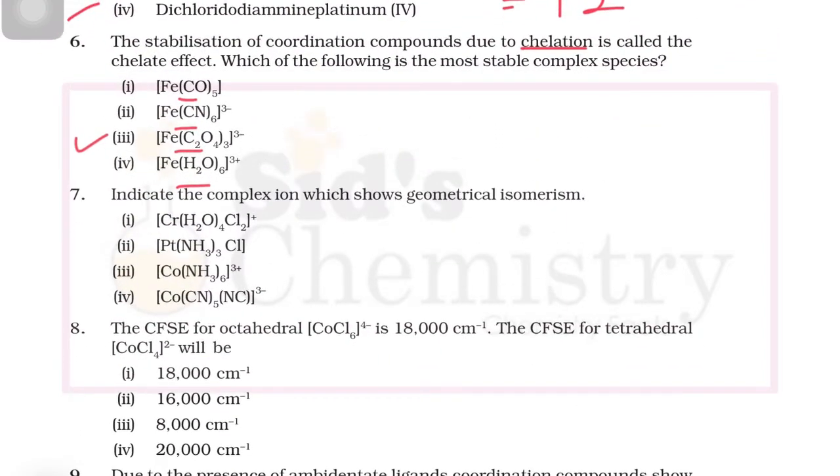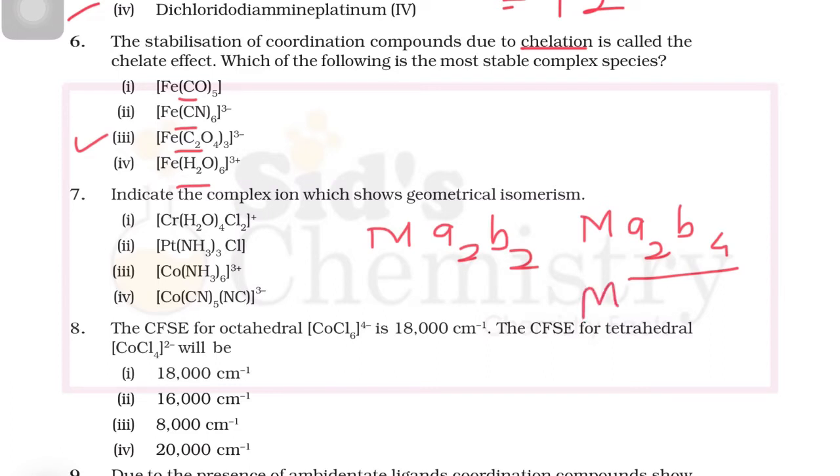Coming to question number 7. Indicate the complex ion which shows geometrical isomerism. For geometrical isomerism, we need a condition like M, the metal ion, with 2 of A kind of ligand and 2 of B kind of ligand, then only we can form this kind of geometrical isomerism. Otherwise we could have M A2B4 in case of total 6 ligands present, or M A4B2, that can also produce geometrical isomerism.